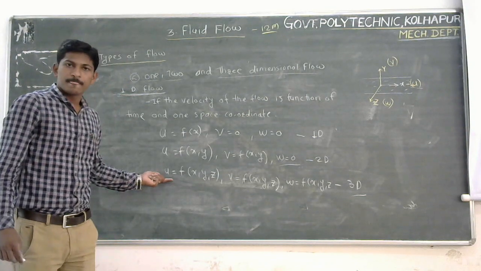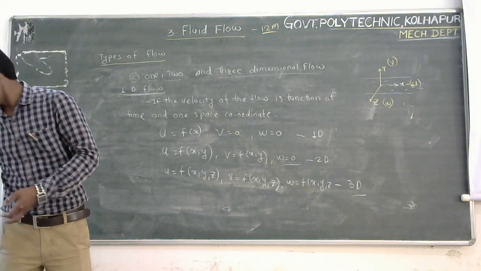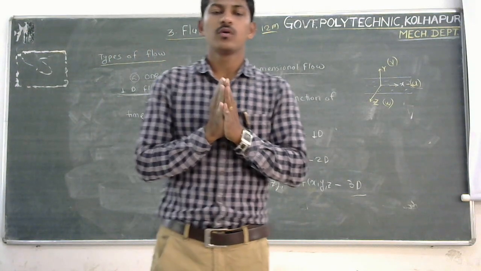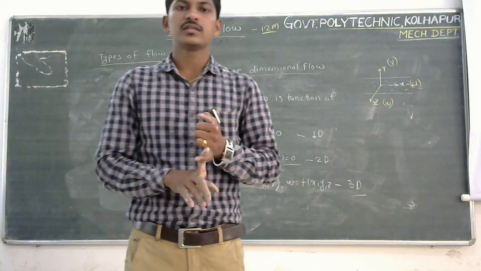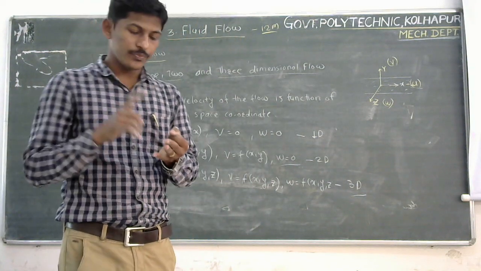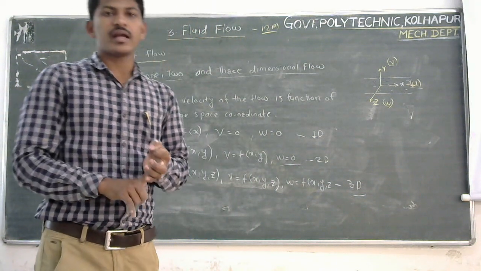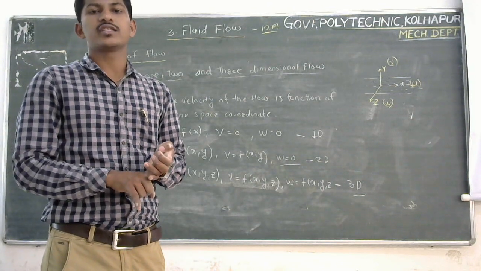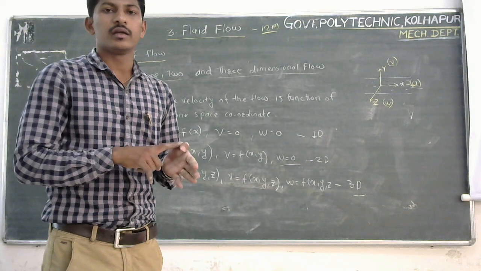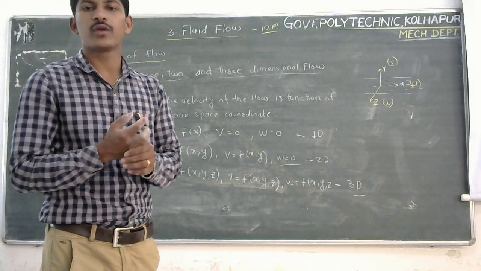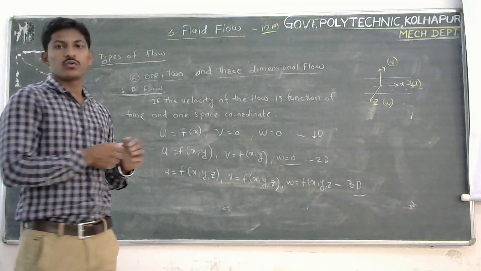Are you getting? Okay. So up to this point, we have completed the types of flows. First of all, we have seen steady flow and unsteady flow, uniform flow and non-uniform flow, laminar and turbulent flow, compressible and incompressible flow, rotational and irrotational flow, and the sixth one is one-dimensional, two-dimensional, and three-dimensional flow.